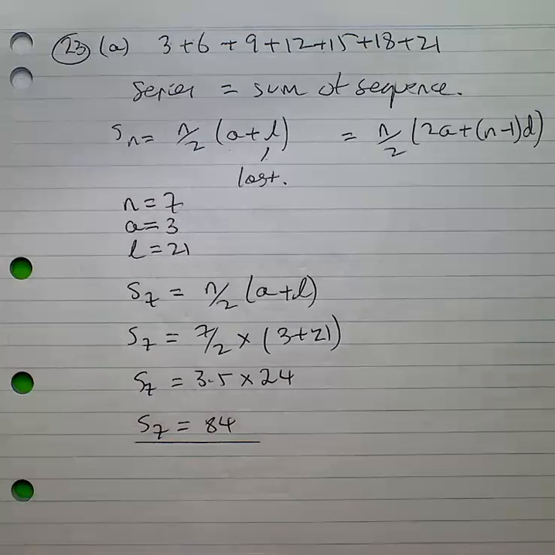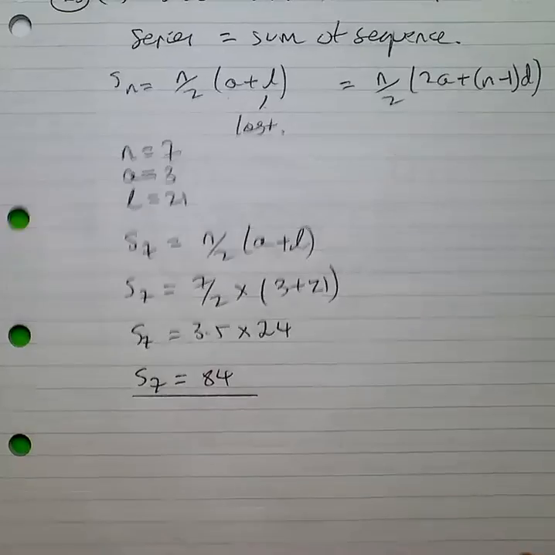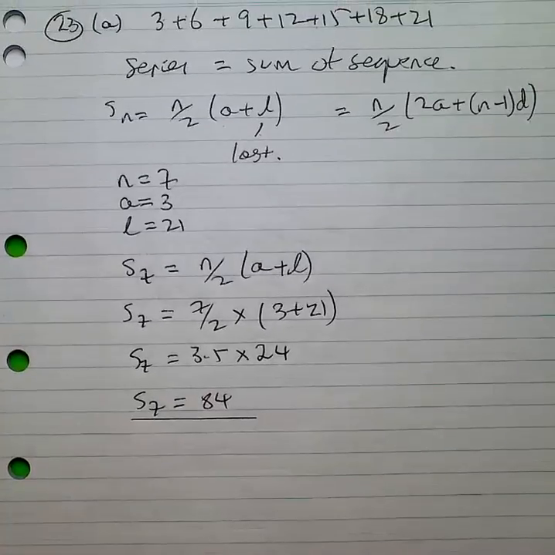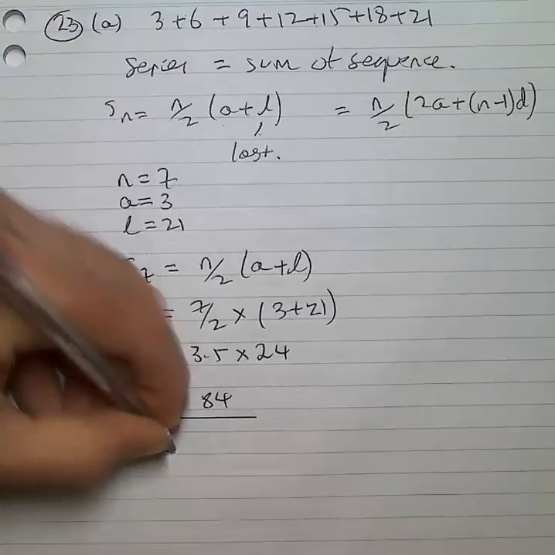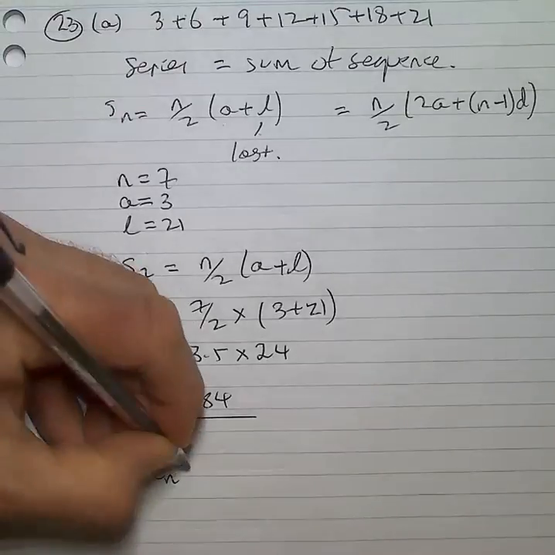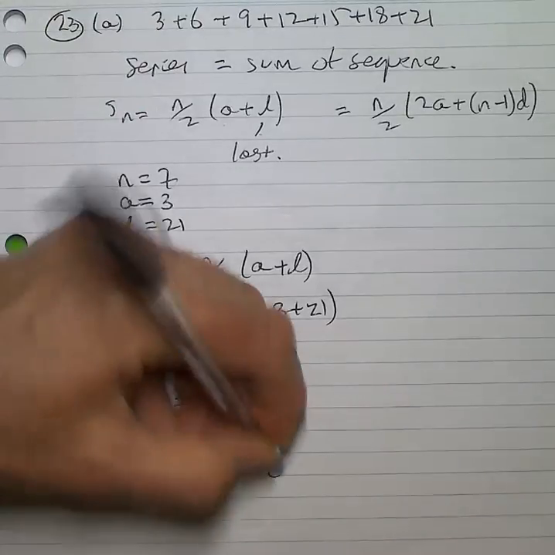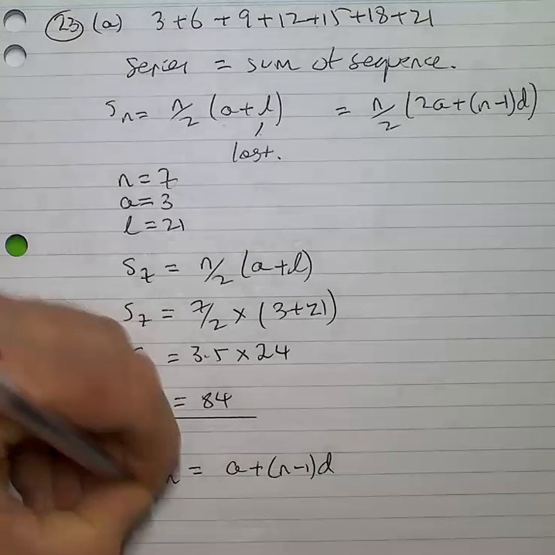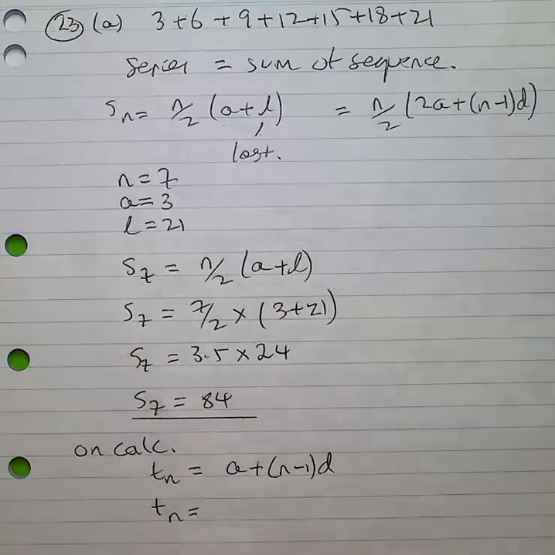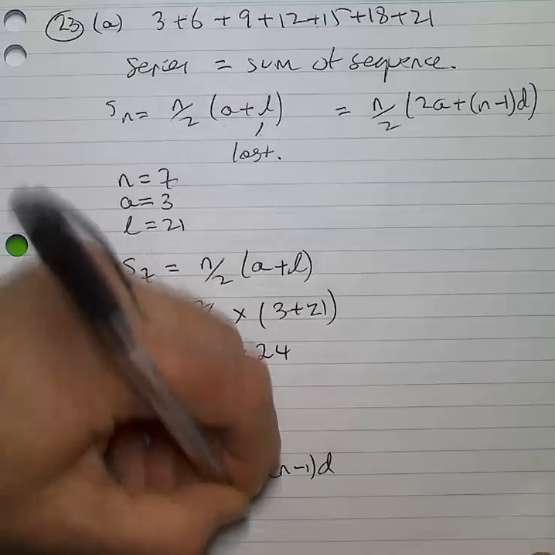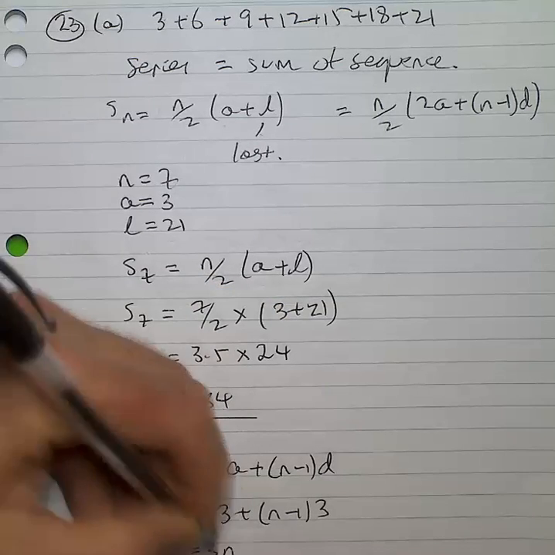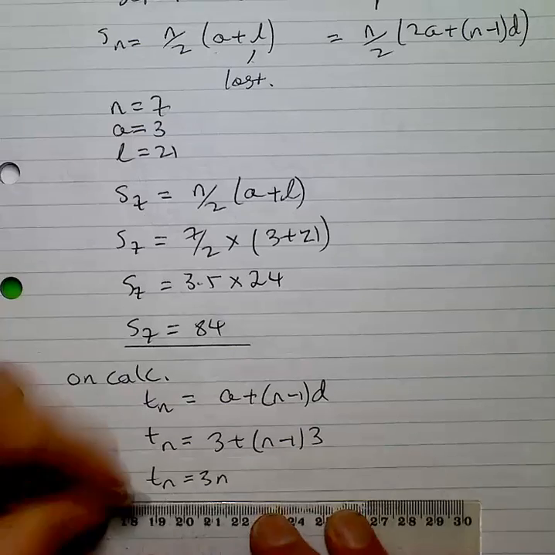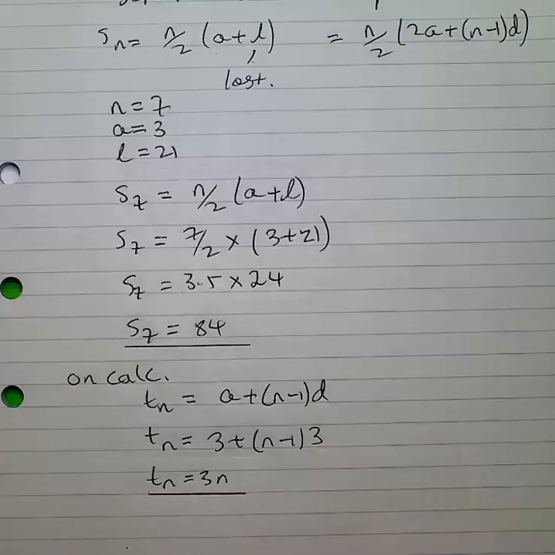Now I said I'd show you how you can do this on the calculator. I've got to admit, it's probably quicker to do this one algebraically. So on the calculator, I need to have the Tn expression first. And very quickly, you can see that that will give you 3 lots of n minus 1 times 3. Well, Tn is equal to 3n. So I'm going to make use of that on the calculator.